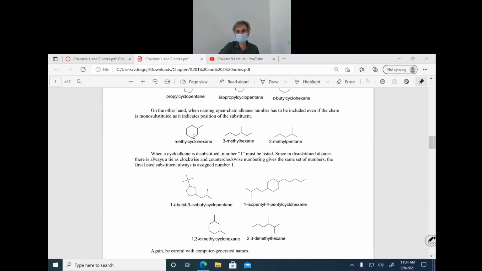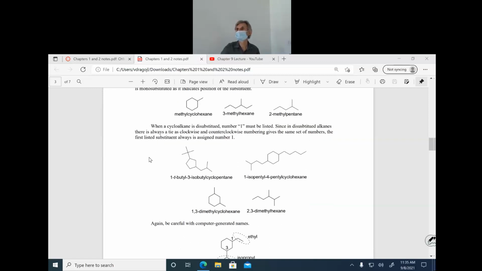Here are some more examples. So methylcyclohexane, you see we don't use number 1. But if it's an open chain compound, you have to use a number to indicate where the methyl group is, like 3-methylhexane and 2-methylhexane, 2 different compounds. On the other hand, there is only one methylcyclohexane, that's why we don't need number 1. Typically, when there is only one compound of a kind, we don't need number 1.